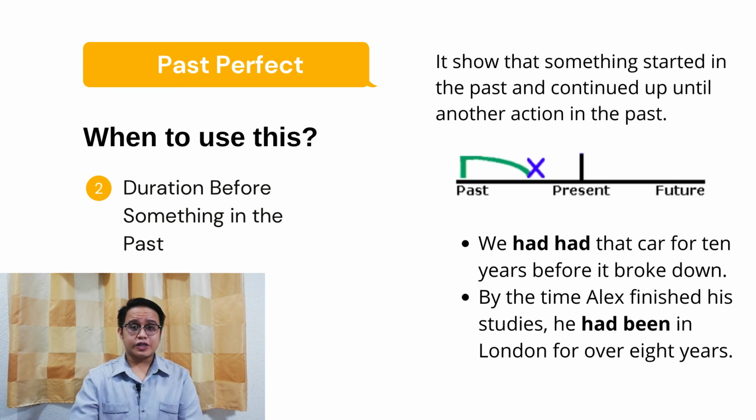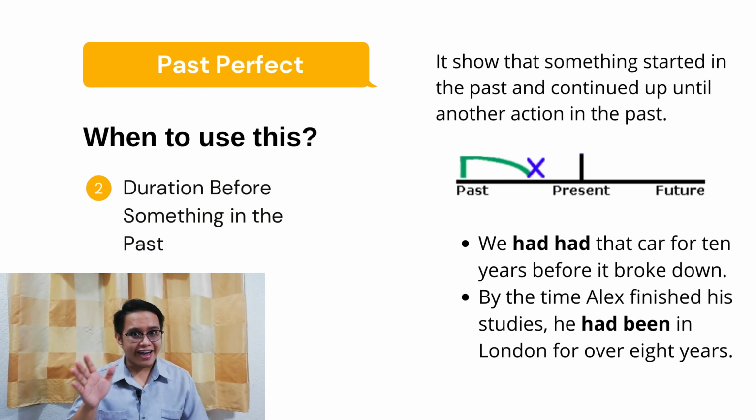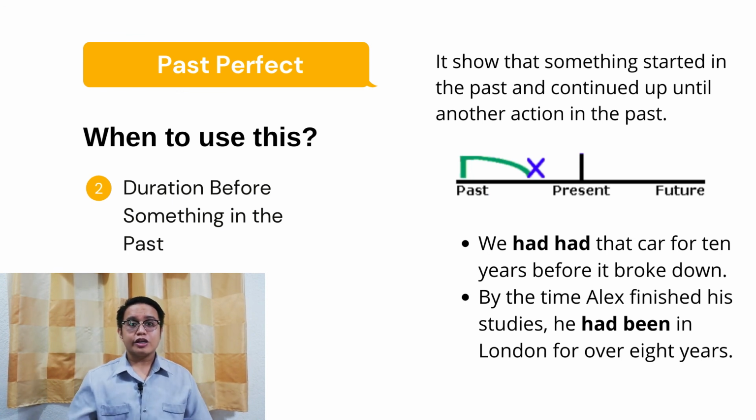Now we go to our second usage of the past perfect tense. How are we going to use it? When it is a duration before something in the past. Okay? It shows that something started in the past and continued up until another action in the past. So again, puros na sila past. Okay? So, for example here, we had that car for 10 years. And again, had is a grammatical na siya. We had that car for 10 years before it broke down. Or, by the time Alex finished his studies, he had been in London for over 8 years. Okay? So, mao na siya.